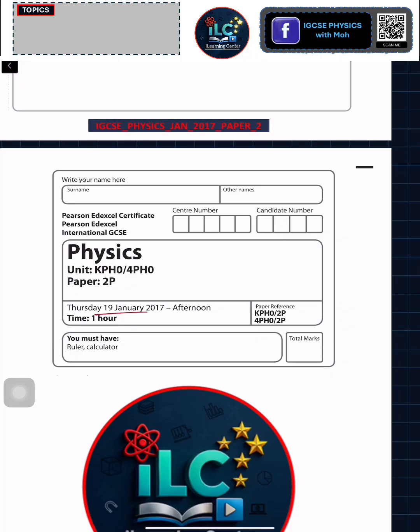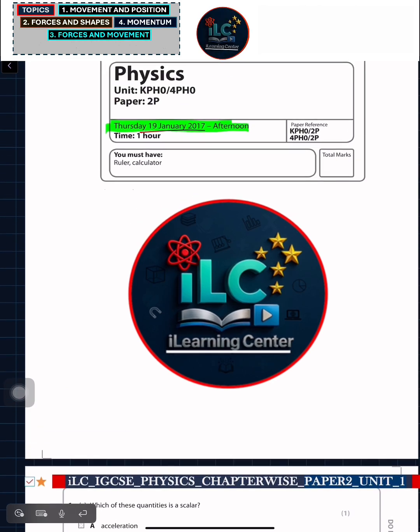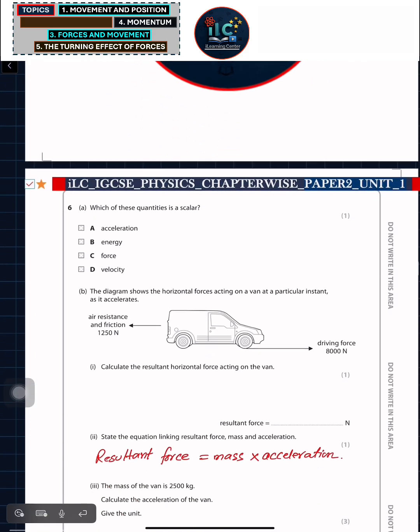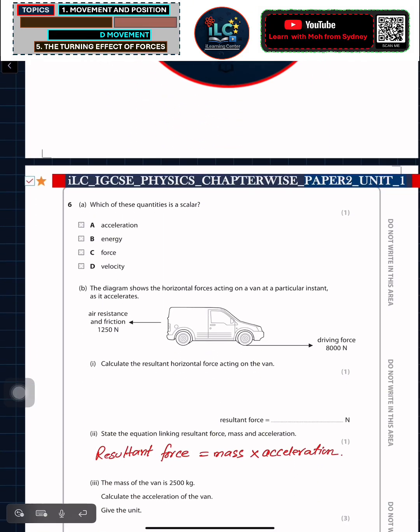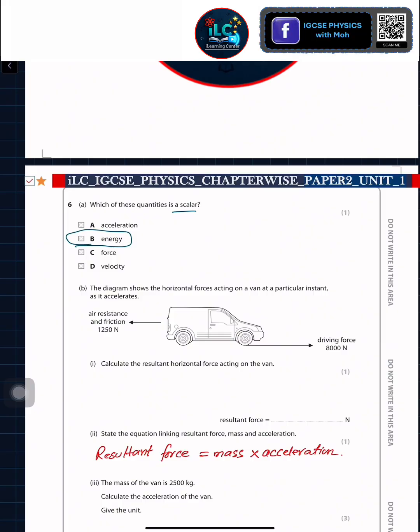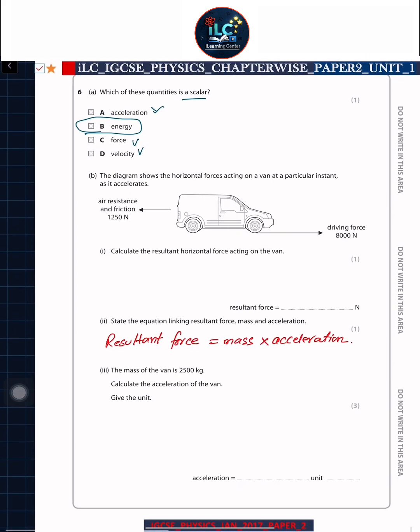So the next question is about this. We'll start solving. The next question we are solving is Jan 17, paper 2. Here the first question is asking which of the following quantities is scalar. This is an easy answer, it should be energy, because we know acceleration, force, and velocity are vector quantities. So of course energy is scalar because it has no direction.